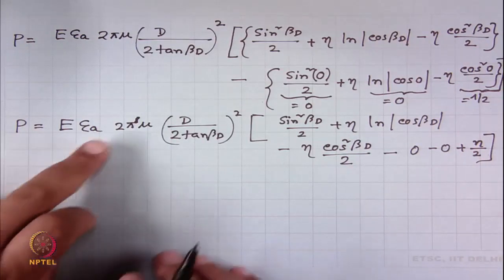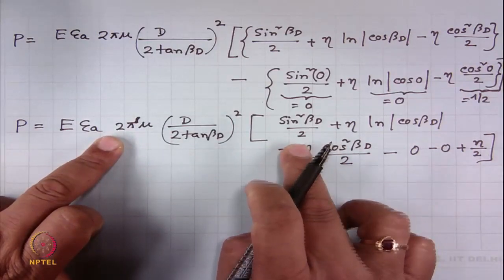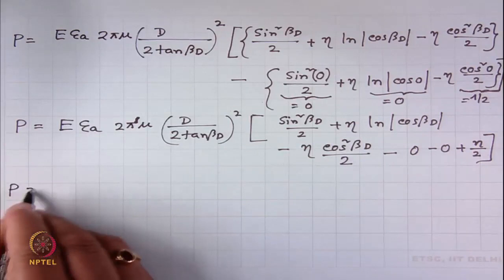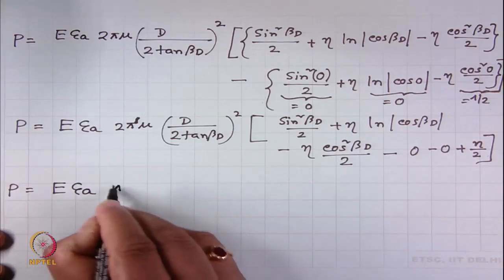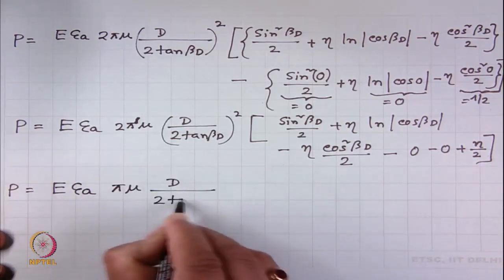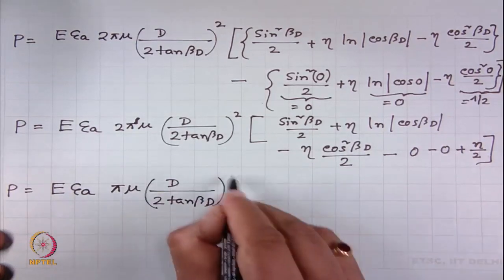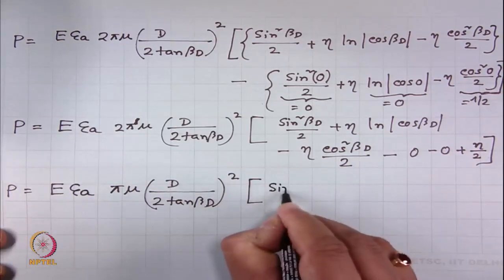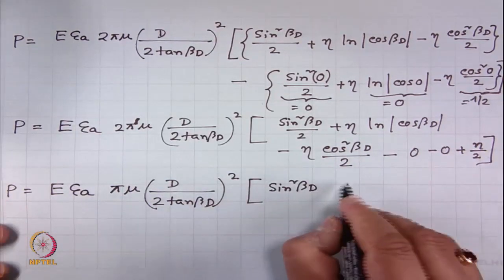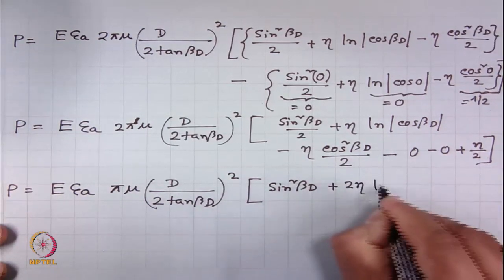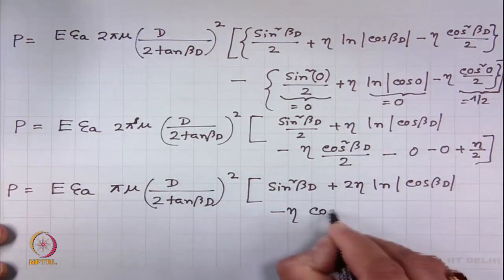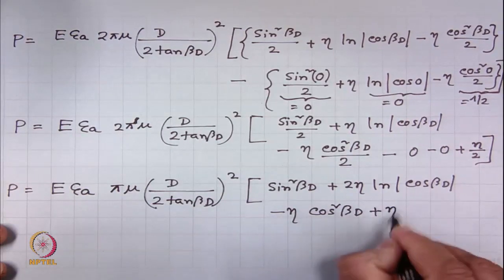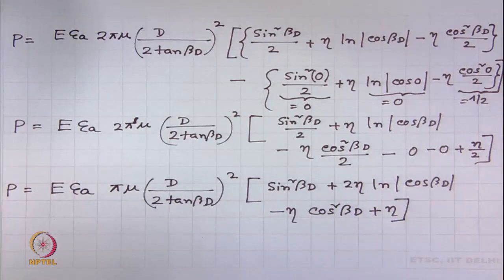What do we do now? These two and these two we wish to cancel. So, E epsilon A pi mu by 2 tangent beta D squared, sin square beta D plus 2 eta ln cos beta D minus eta cos square beta D plus eta. Okay.